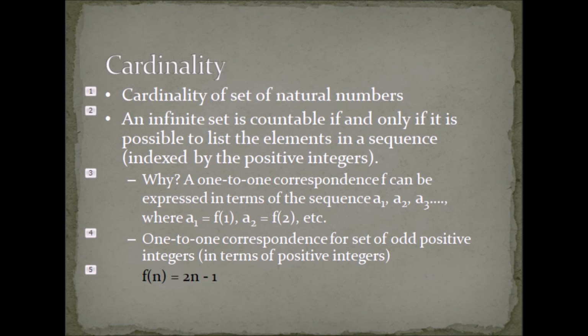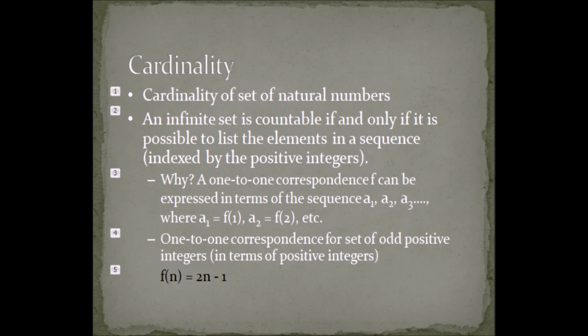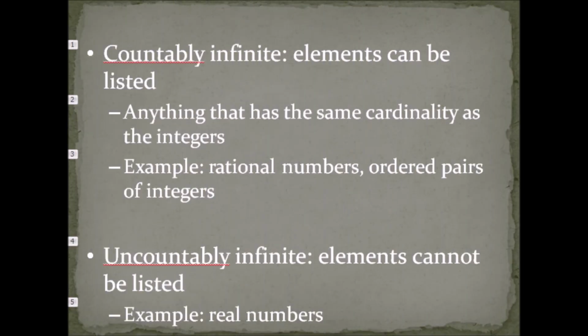One-to-one correspondence for set of odd positive integers. In terms of positive integers, F of n equals 2n minus 1. Countably infinite. Elements can be listed. Anything that has the same cardinality as the integers. Example, rational numbers. Ordered pairs of integers. Uncountably infinite. Elements cannot be listed. Example, real numbers.